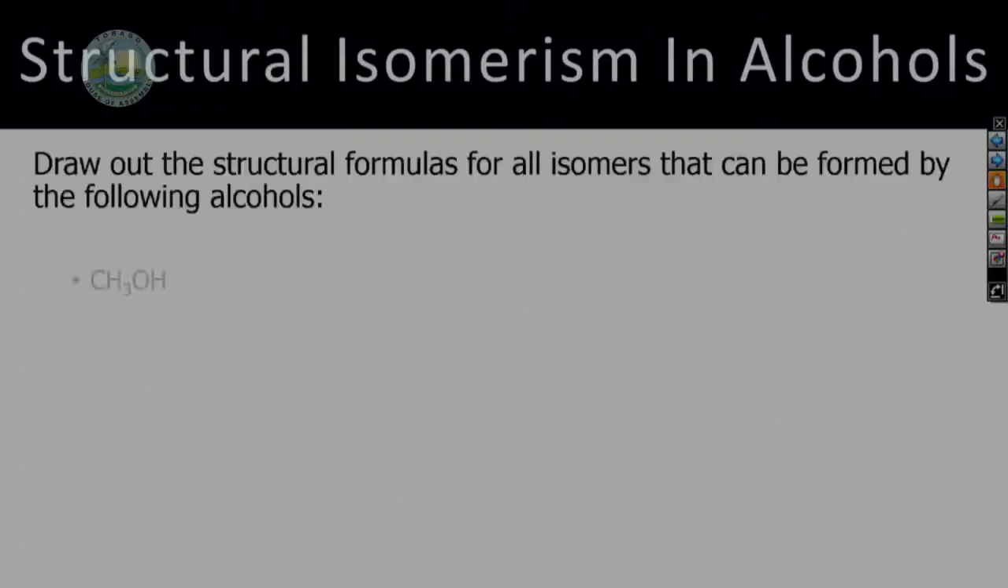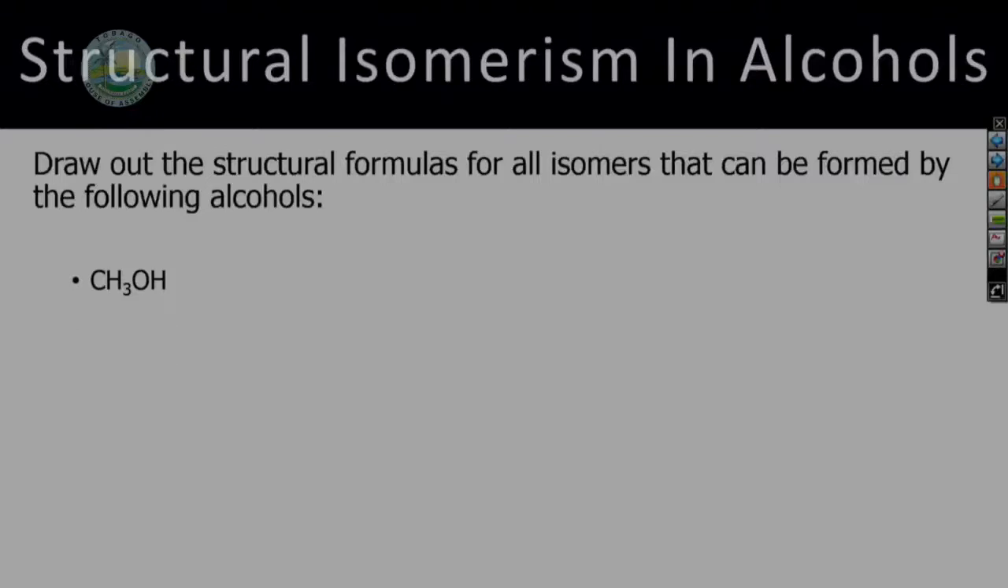Structural isomerism in alcohols. Let's look at some of the structural isomerism that we would have in alcohols, if there are any. I'm sure there are. We're going to draw out the structural formulas for all isomers that can be formed by the following alcohols: CH3OH, C2H5OH, C3H7OH, C4H9OH, and C5H11OH. So let's take a look at each of them.